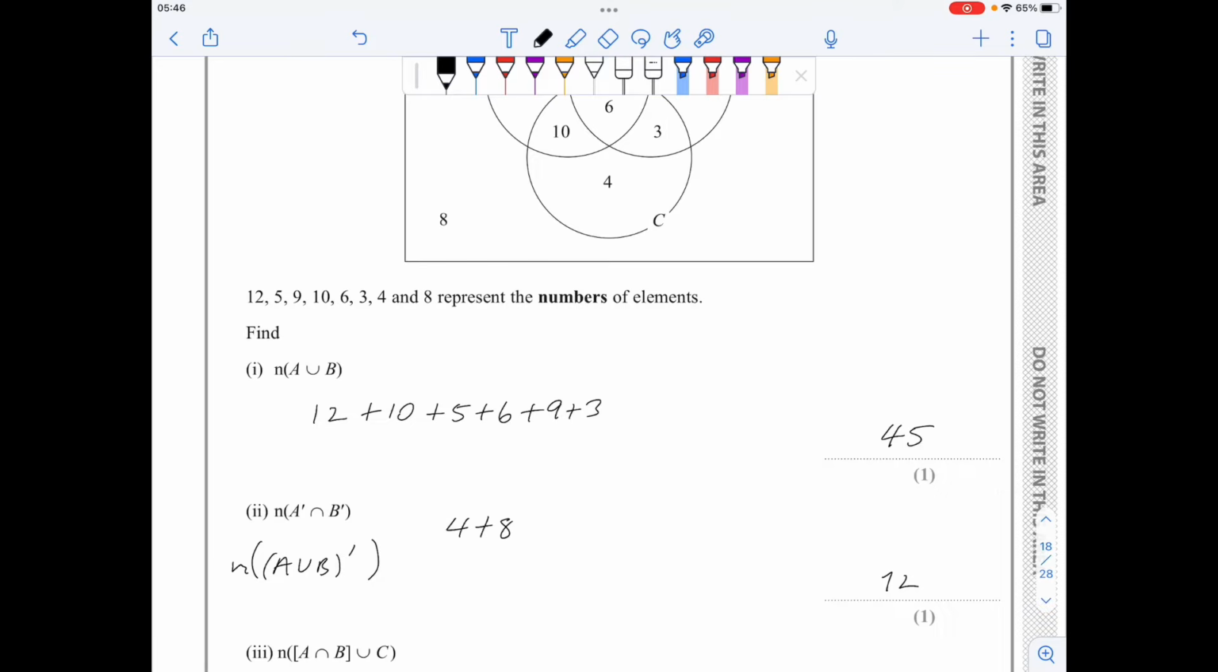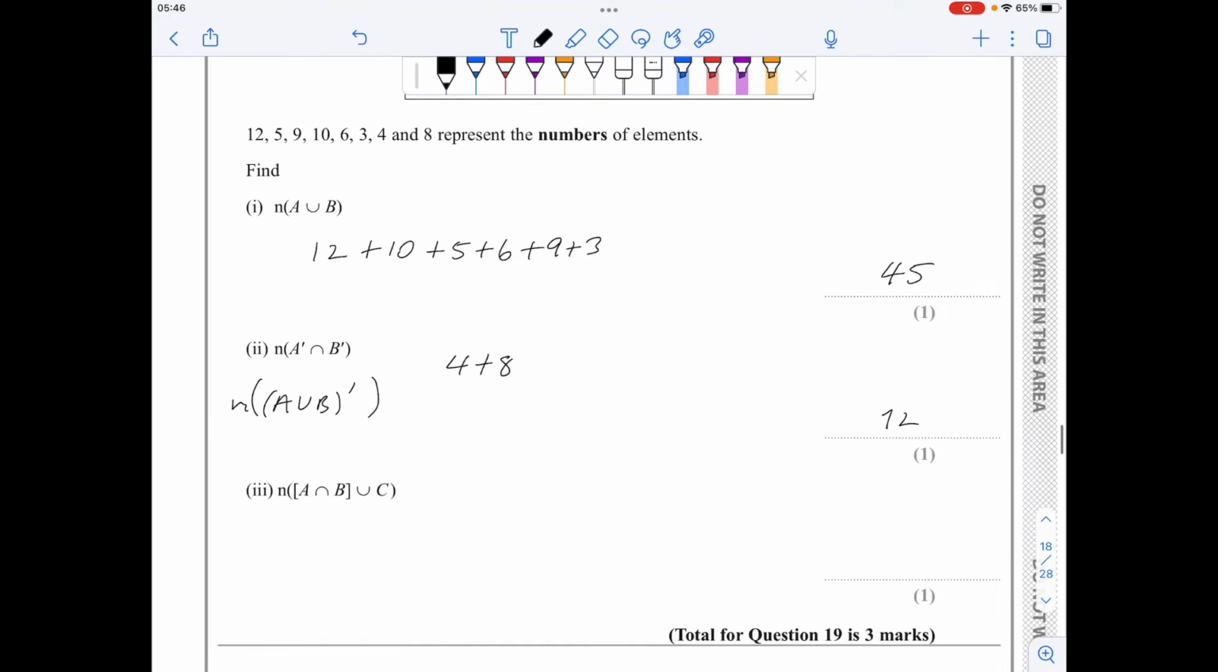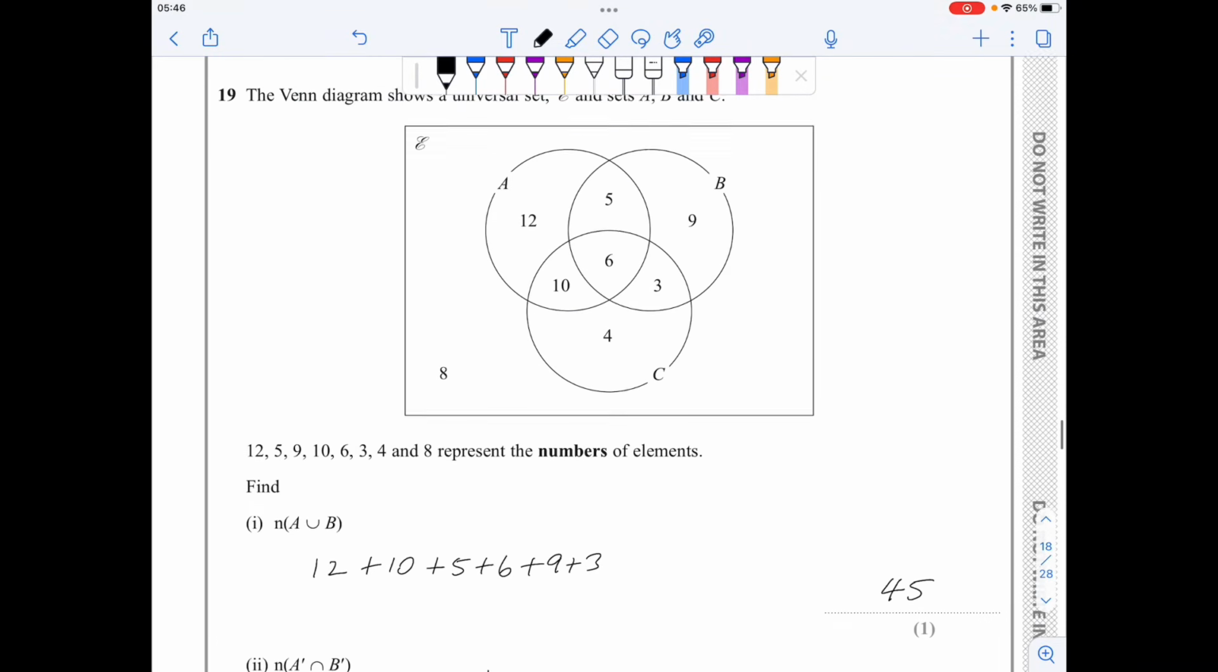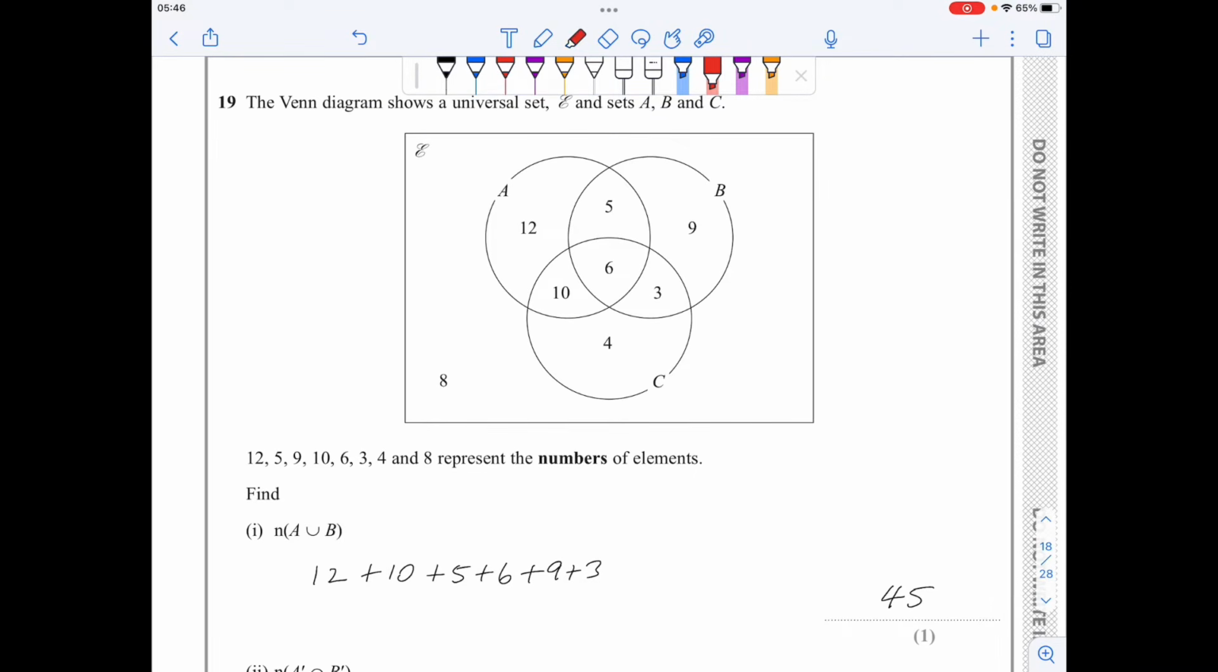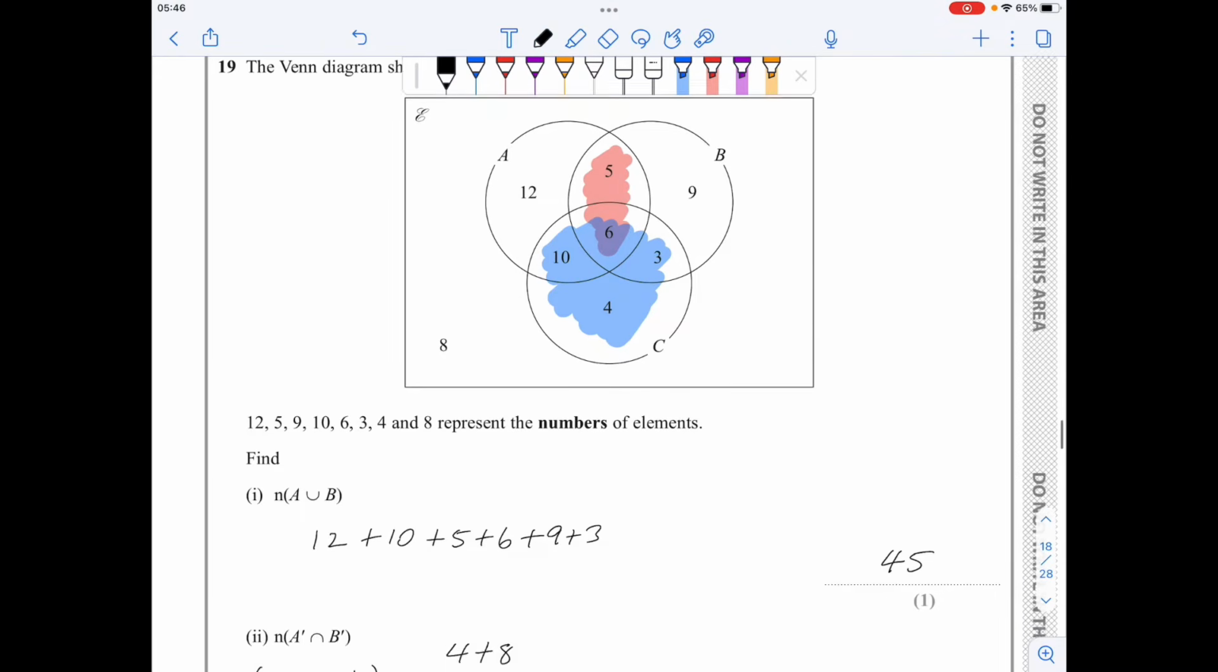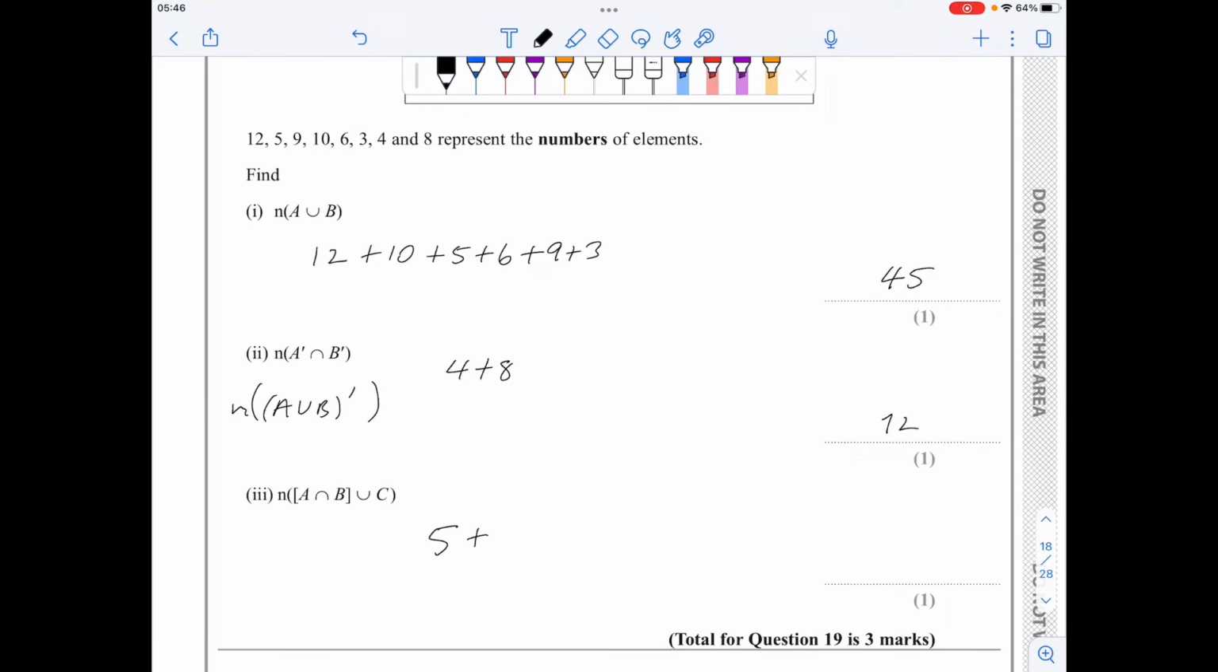And then for the last one, I need A intersection B union C. Now A intersection B is this region here, and C is this region here. So basically I want everything that is either blue or red or both. So that's 5 plus 6 plus 10 plus 3 plus 4, which gives me 28.